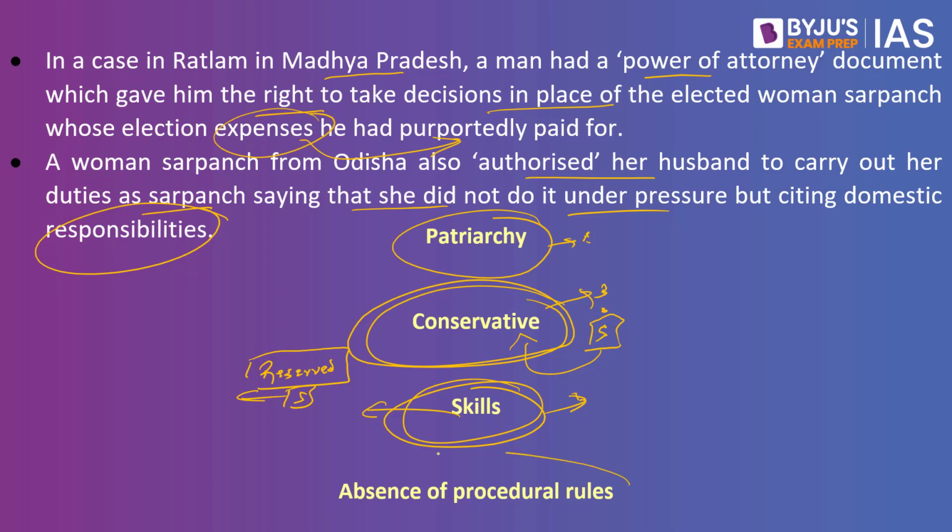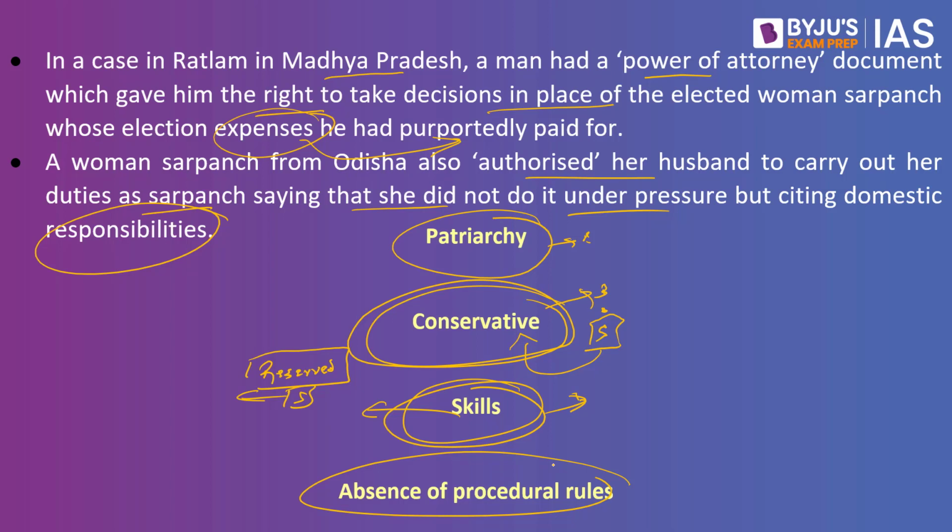Then there is the absence of procedural rules as well. What do we mean by it? Whenever we speak about official acts, they are relatively abstract, vague, or unclear. It is at this moment that these women do not have an idea of how they have to participate in the process, and how they have to deliberate when it comes to the meetings as well.